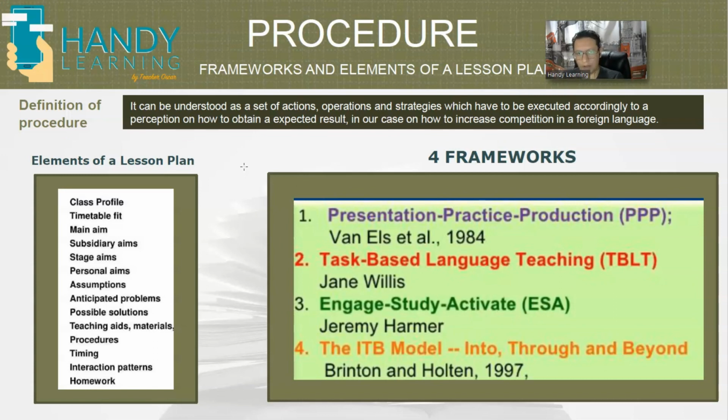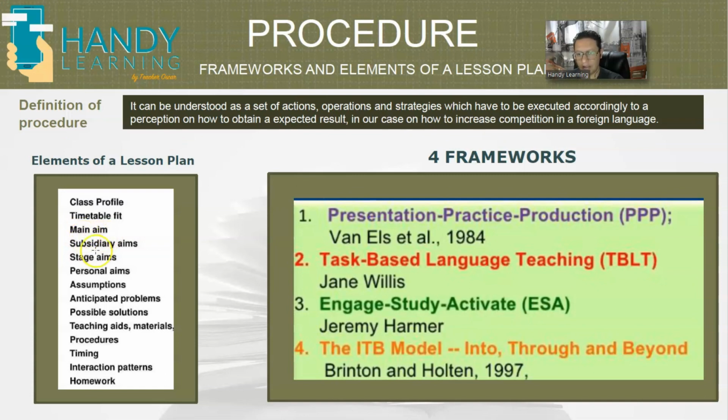Then, when we talk about procedure, we must talk about the elements of a lesson plan and the frameworks of different lesson plans. What we must have in a lesson plan then is the class profile, which talks about the context of the class we're teaching, like how many students, ages, social environment, cultural context, etc. When we talk about timetable fit, it means the time that we're teaching, how long the lesson will be, and how many days a week. Then we're going to talk about different points here, different aims or objectives.